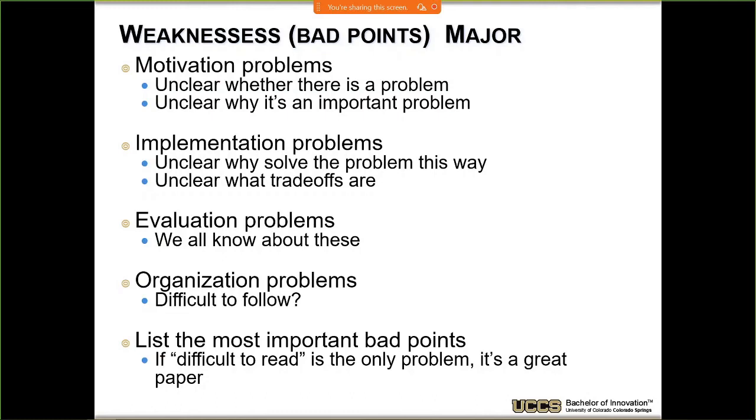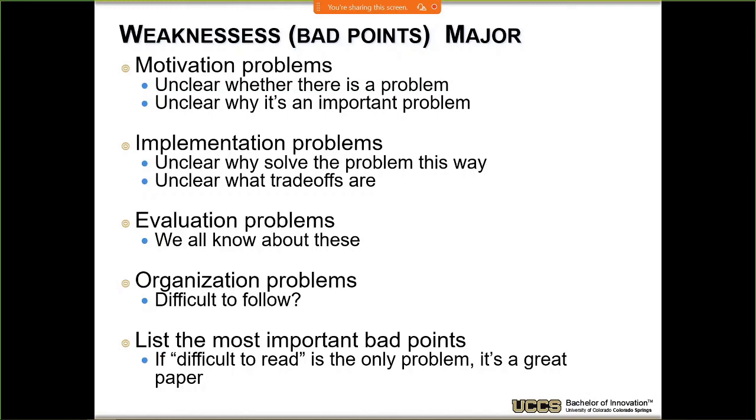Implementation problems: unclear why they solve the problem, unclear what the trade-offs are, unclear what the implementation is. There are plenty of papers where you cannot figure out how you could ever implement this because they simply lack the details. Evaluation problems, right? There are all kinds of things we've talked about in terms of experimentation. We'll talk a lot more about this when we get to statistics. Organizational problems: is it difficult to follow? Does it not actually make sense in the order things are presented?